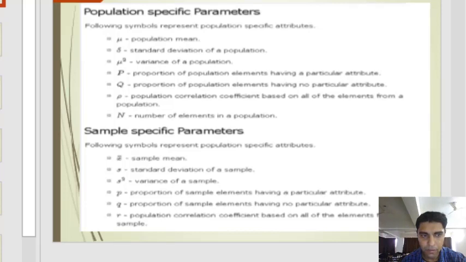Next statistical notation is sample specific parameters. X-bar is for sample mean, small s is for standard deviation of sample, s squared is for variance of sample, small p is for proportion of sample elements having a particular attribute, small q is for proportion of sample elements having no particular attribute, and r is for correlation coefficient based on the elements of the sample.